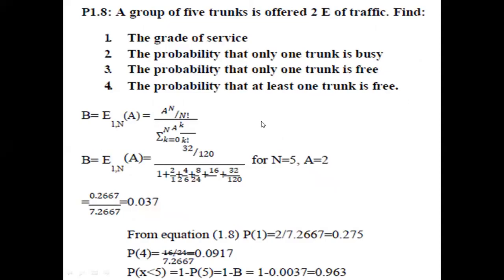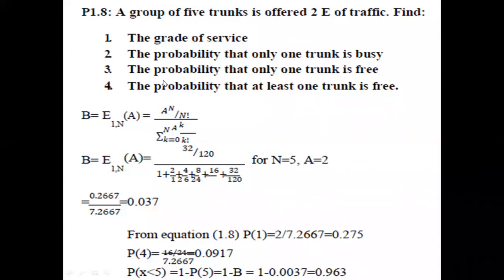Okay, moving on, we'll see an example problem which says a group of 5 trunks is offered 2 Erlangs of traffic, and you have been asked to find the grade of service, the probability that only one trunk is busy, the probability that only one trunk is free, and the probability that at least one trunk is free.